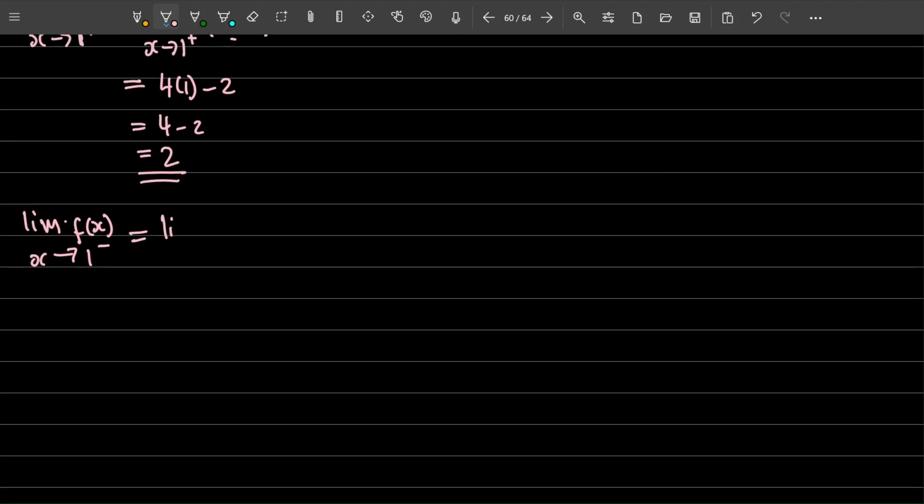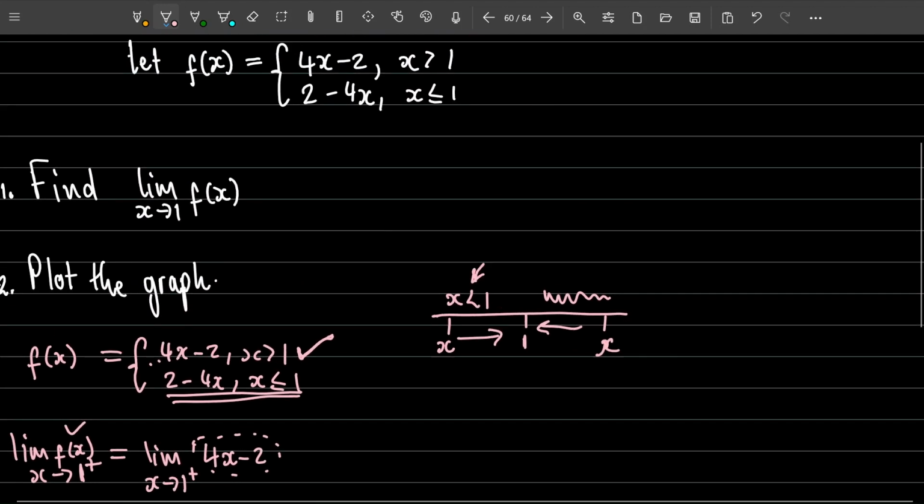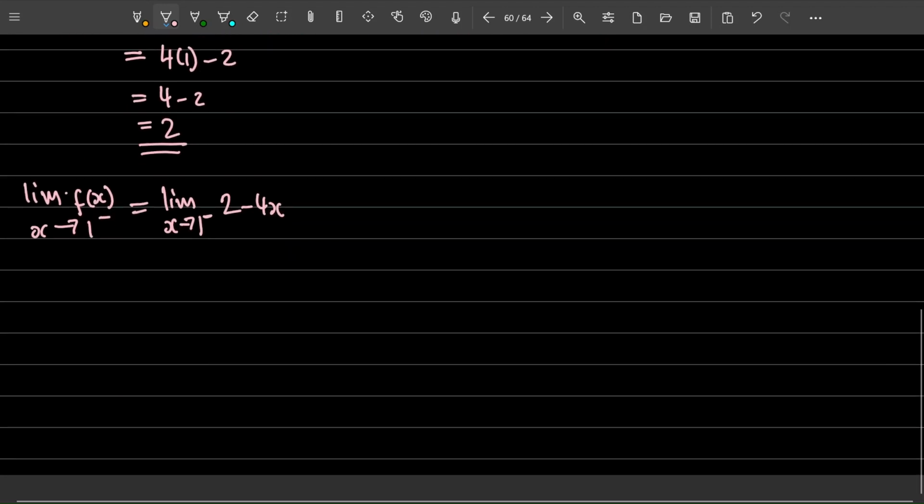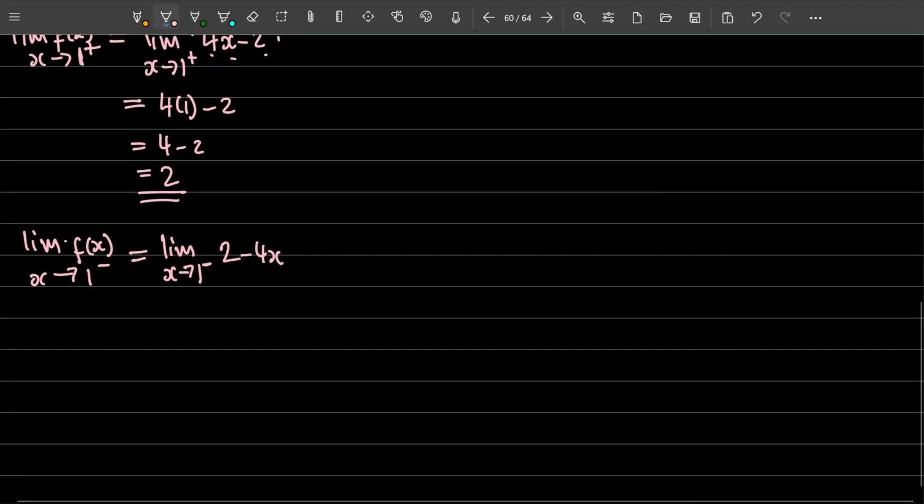So it is equal to the limit. You still write limit as x approaches 1 from the left of, is it 2 minus 4x now? I think it's 2 minus 4x, yeah? Yes, it's 2 minus 4x. So now we're just going to say, what is this going to be? Again, we have a polynomial function, so we just use the limit laws.